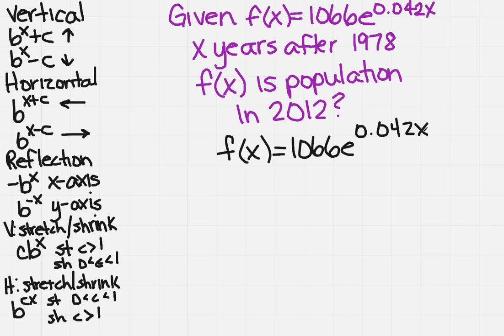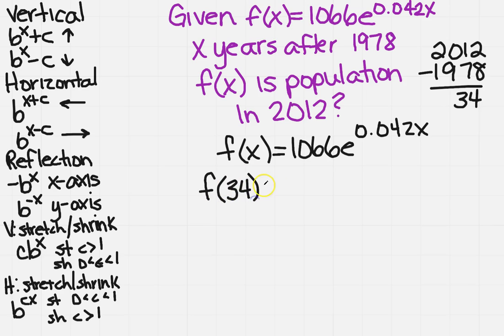Well, I need to find out then how many years is between 1978 and 2012. So there's just a regular subtraction, nothing hard about that. If you want to use a calculator, please feel free to use a calculator. So I get 34. So that means x is going to be 34. So I need to find f of 34.